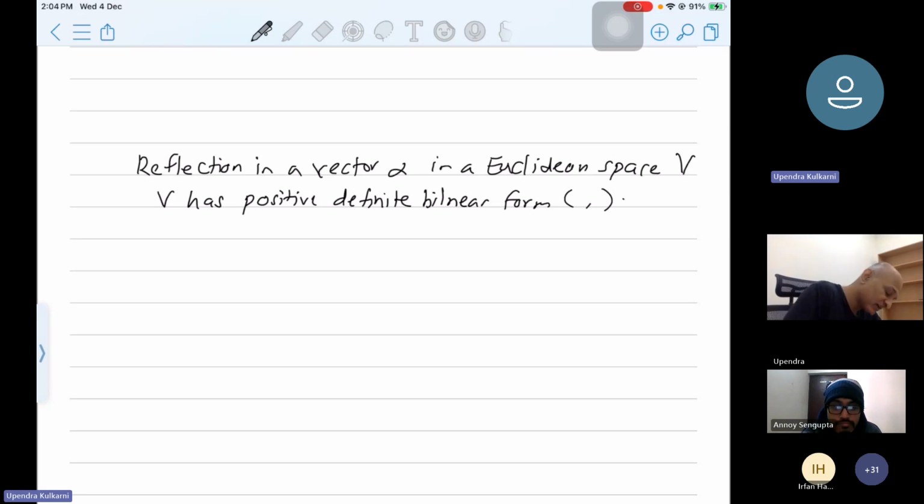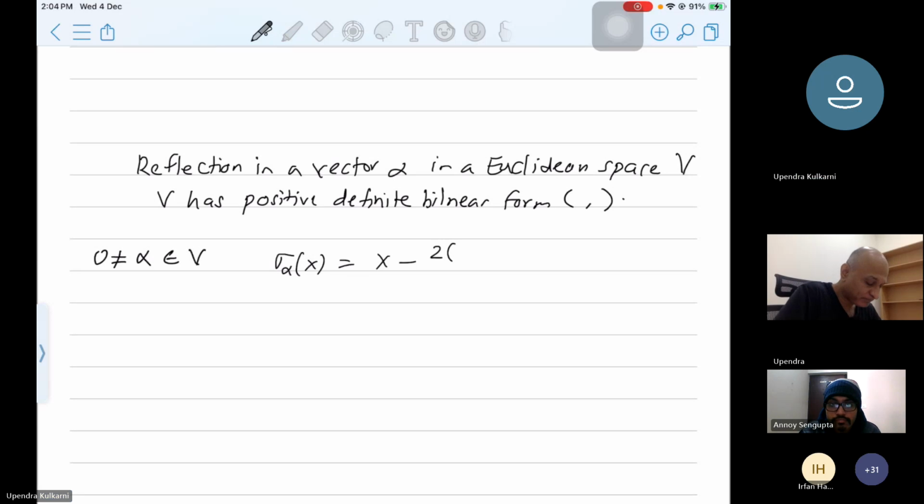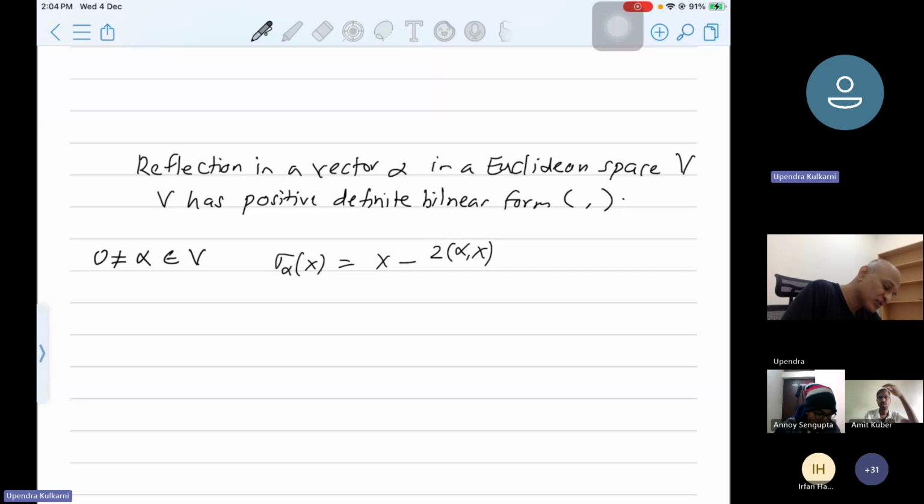So if you are given a vector, let's say alpha in V, which is not zero, then you can just picture that I would like to take the reflection in a hyperplane that is perpendicular to alpha. That means everything that is perpendicular to alpha should get mapped to itself, and alpha should get mapped to what? To minus of itself, right? So there is a very useful formula. So sigma alpha of x, and that is going to be x minus 2 times. So you see, this needs to be a linear map. That means that whatever I write should be linear in x. So this is what I do.